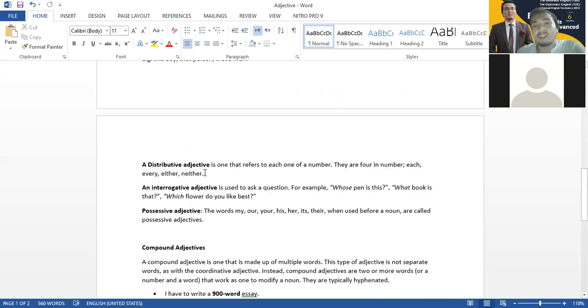Now, distributive adjective. Distributive adjectives show about the number, any of the number. There are only 4 distributive adjectives.